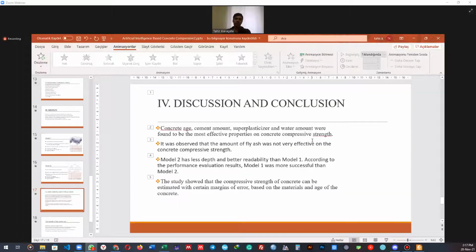Discussion and conclusion. Concrete age, cement amounts, superplasticizer, and water amounts were found to be most effective. I said that, and it was observed the amount of fly ash was not very effective. Model 2 has less depth and better readability than Model 1. So Model 1 was more successful than Model 2. The study showed that the compressive strength of concrete can be estimated with certain margins of error based on the material and age of the concrete.